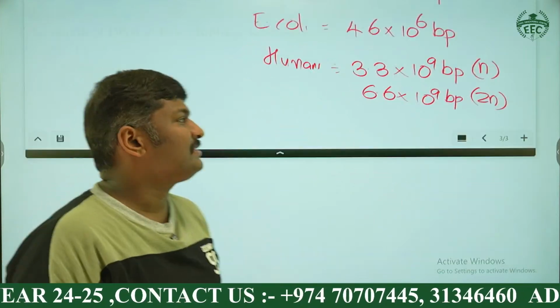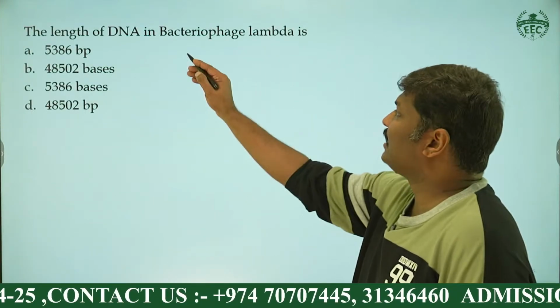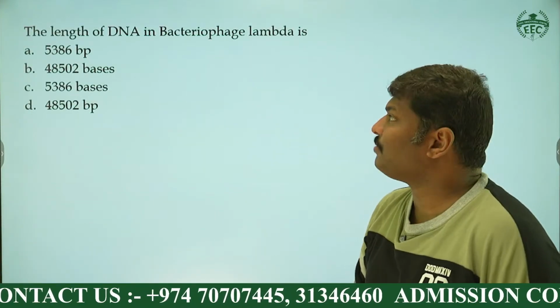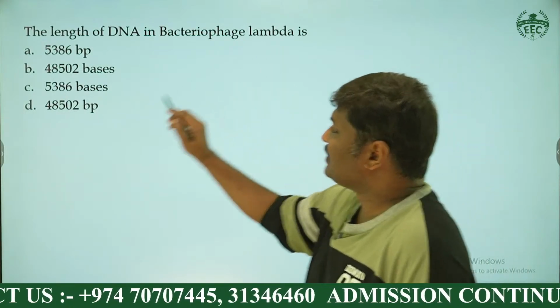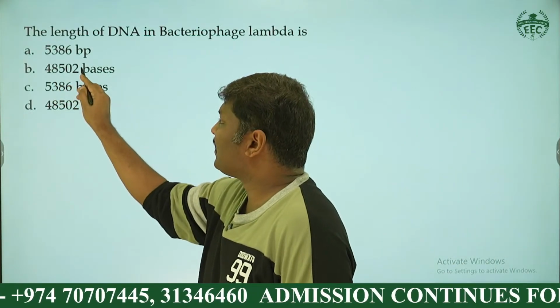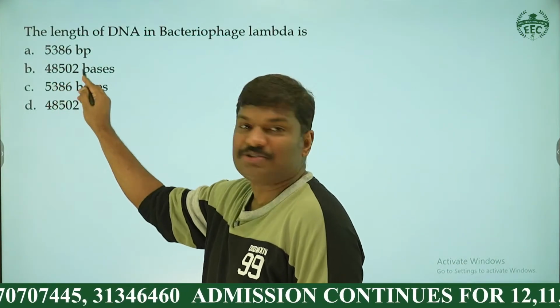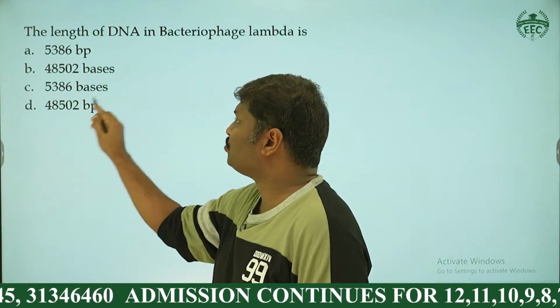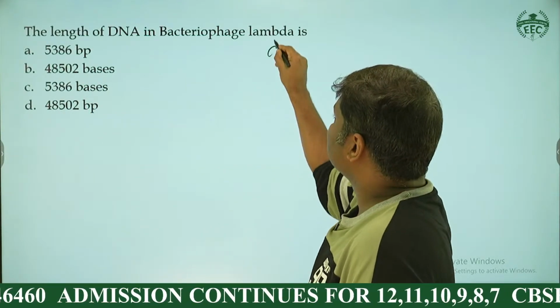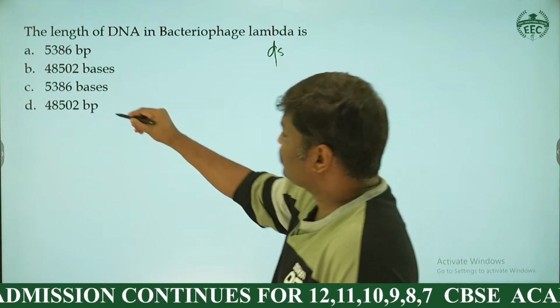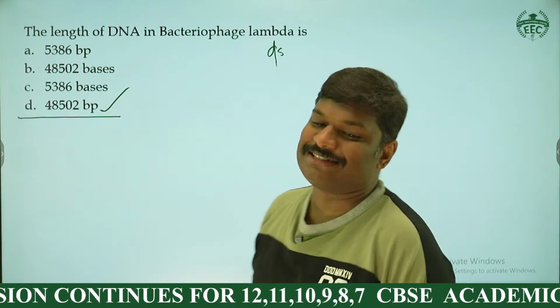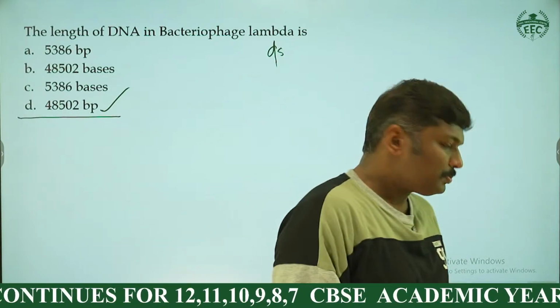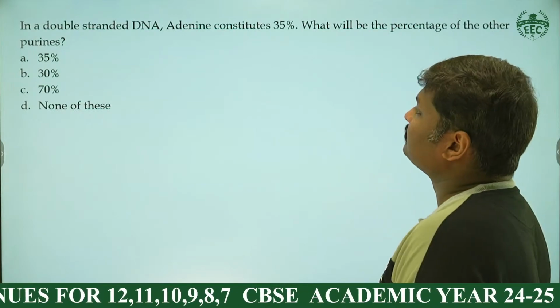Okay, so using this data, you can easily answer this question. The length of DNA in a bacteriophage lambda. In bacteriophage lambda, it is 48,502. But there are 2 answers, 48,502 and 48,502. But you know the bacteriophage lambda is having double-stranded DNA, so that's why it is base pair. That's why D is the right answer. Moving into the next question.